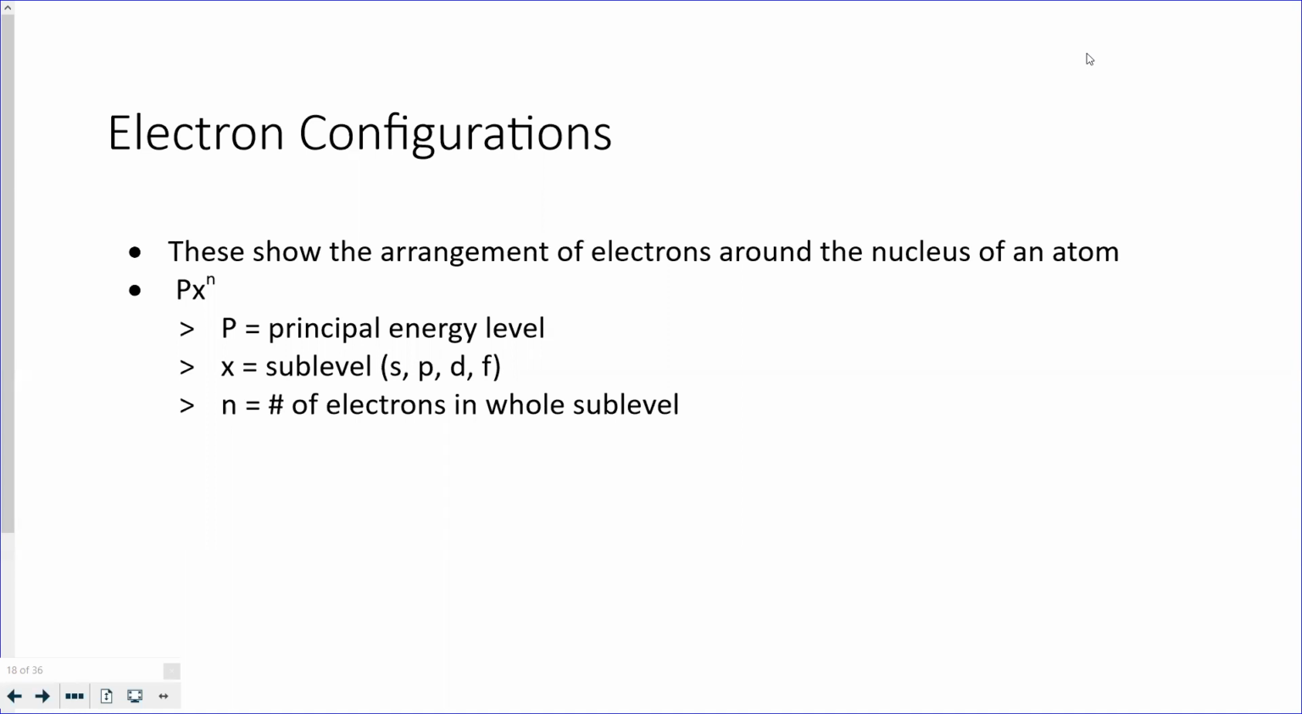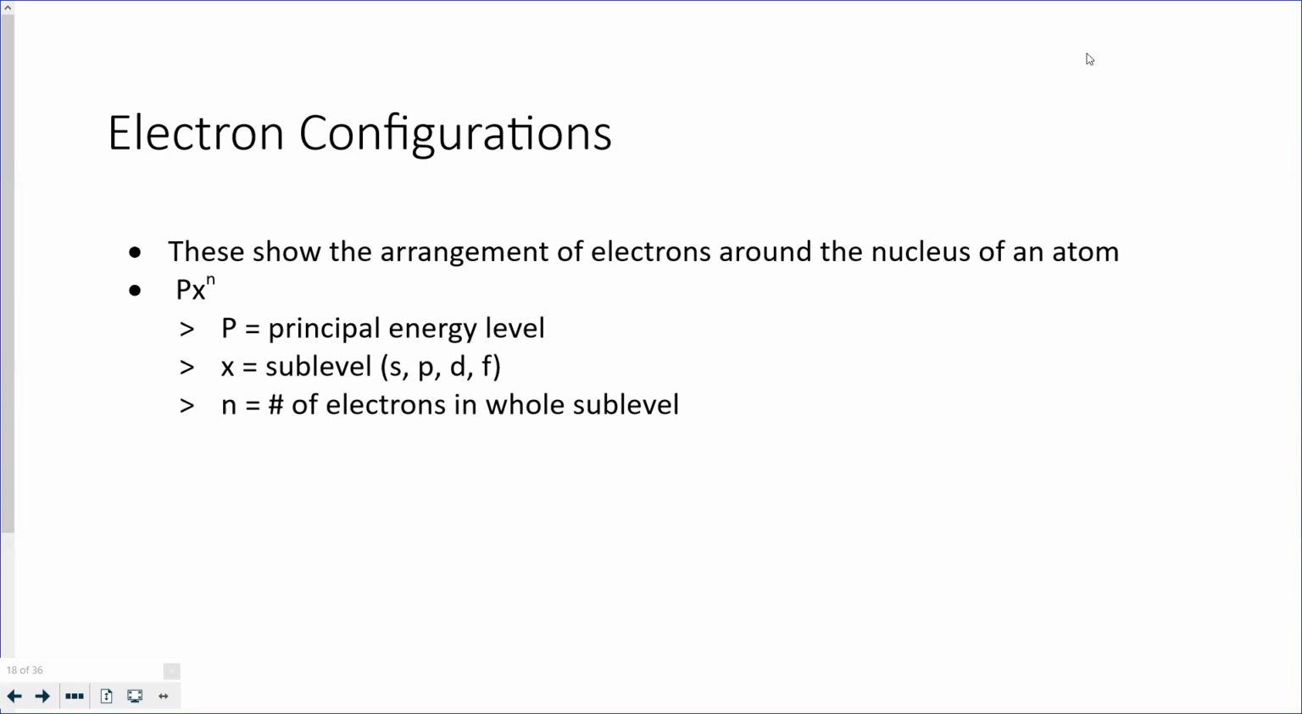We're going to have a list of different principal energy levels and sublevels in this PXN form. So the P is going to be a number. This is going to be our principal energy level. The X tells us what type of sublevel, what type of orbital we're in, whether it's the S, P, D, or F sublevel. And then the N, that exponent, is going to tell us how many electrons are in that particular sublevel.